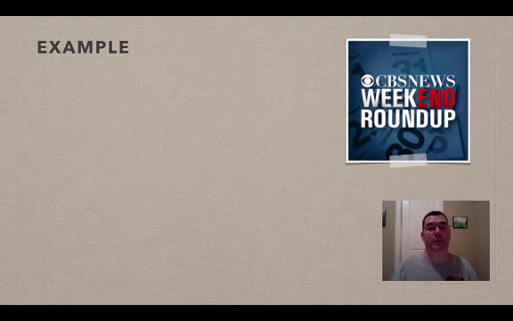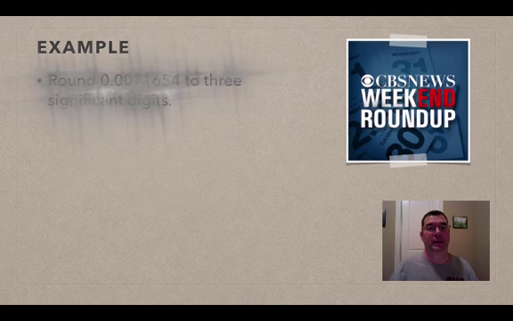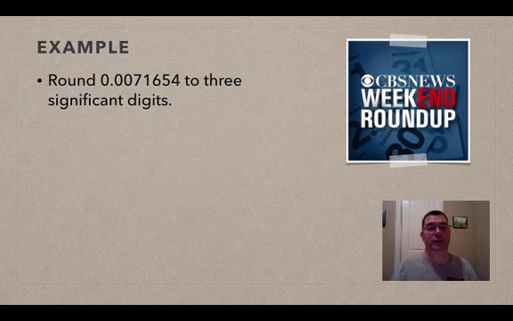And the last example that we're going to do is rounding 0.007164 to 3 significant digits. Now you may have learned that significant digits, really simply put, are those digits that aren't 0 either before all the other non-zero digits or after all the non-zero digits. That's kind of a short way of describing significant digits.